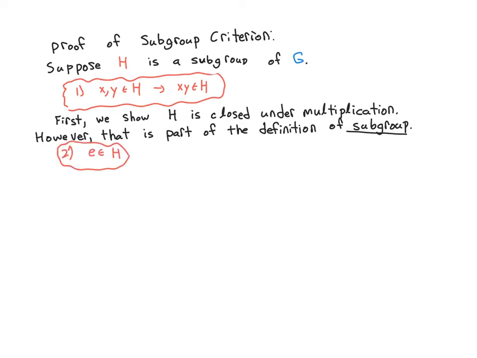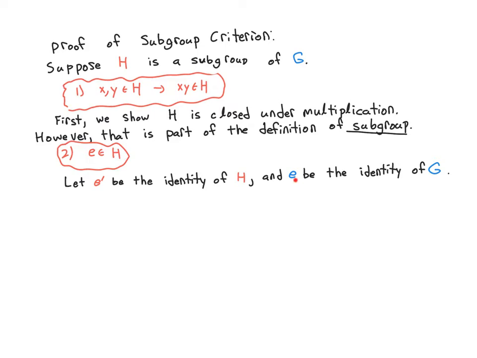As I alluded to previously, it turns out to get closure under inversion, we actually first need to prove that the identity element of the larger group G is also an element of H. This is more along the lines of the textbook that uses a different version of the subgroup criterion. And so the way we do this is we let E prime be the identity of our subgroup, which we know has an identity element, and we let E be the identity of G.